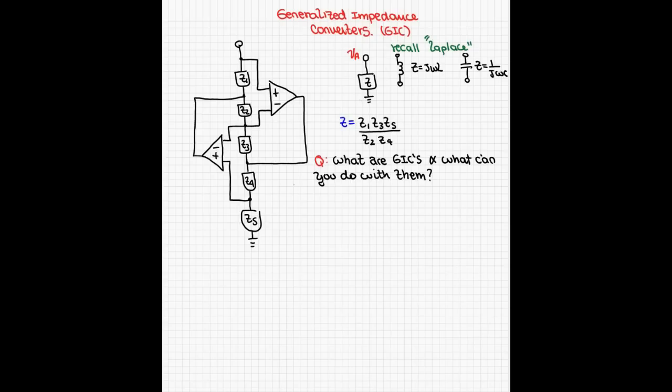And then let's recall from Laplace that the impedance of an inductor is equal to j omega L. Impedance of a capacitor is 1 over j omega C. This is the basic structure of a GIC. Basically, impedance can be modulated by Z1 times Z3 times Z5 over Z2 times Z4.